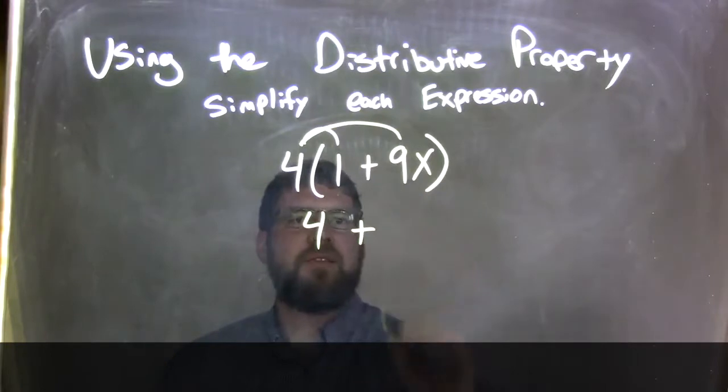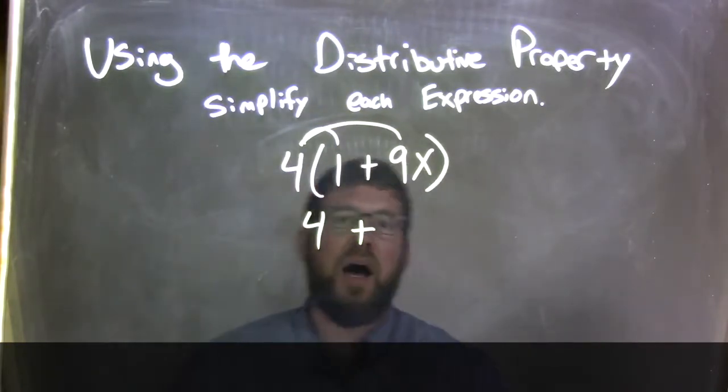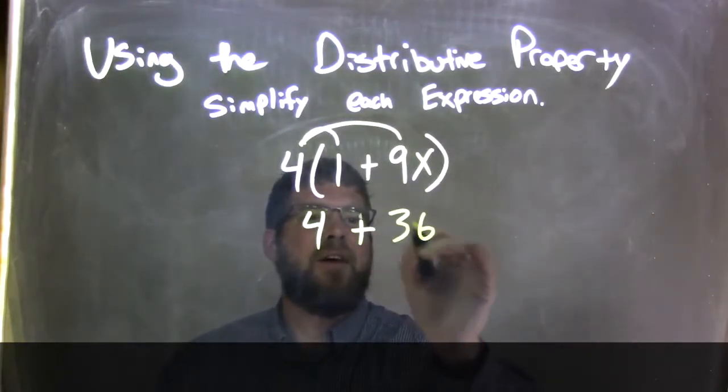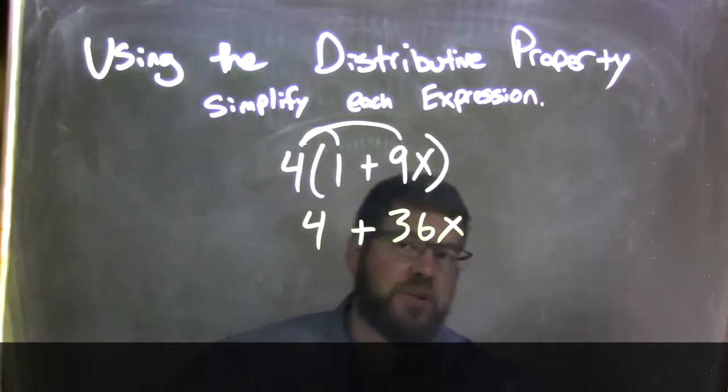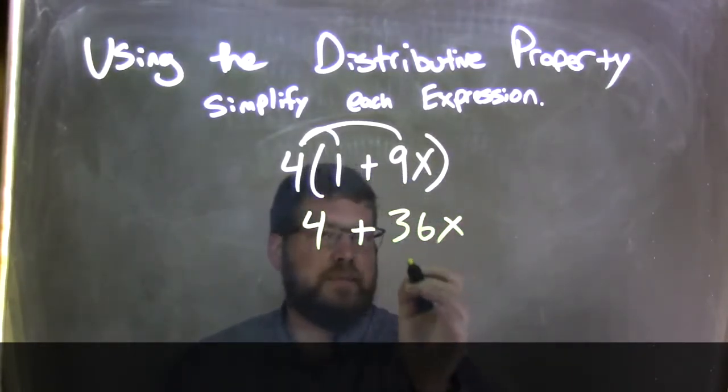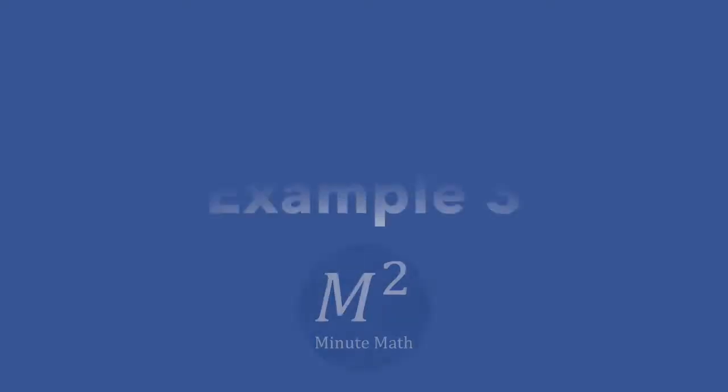Now we have 4 times 9x. 4 times 9 is 36, and 4 times 9x is 36x. And there is actually our final answer. There's no way we can simplify. These are not like terms.